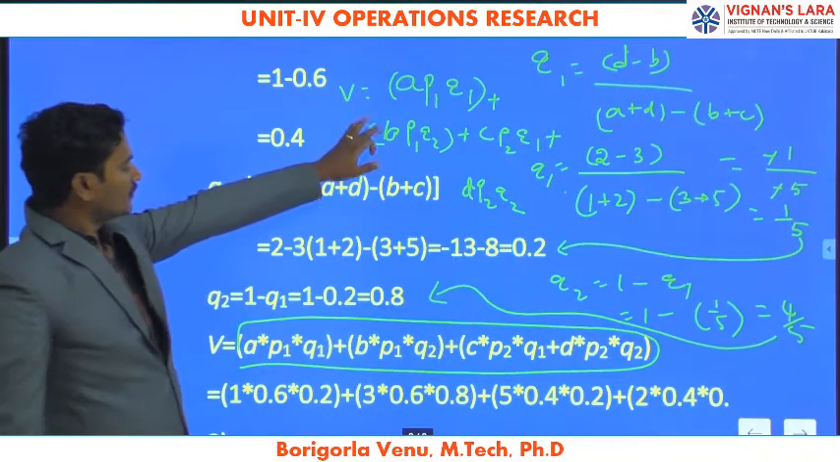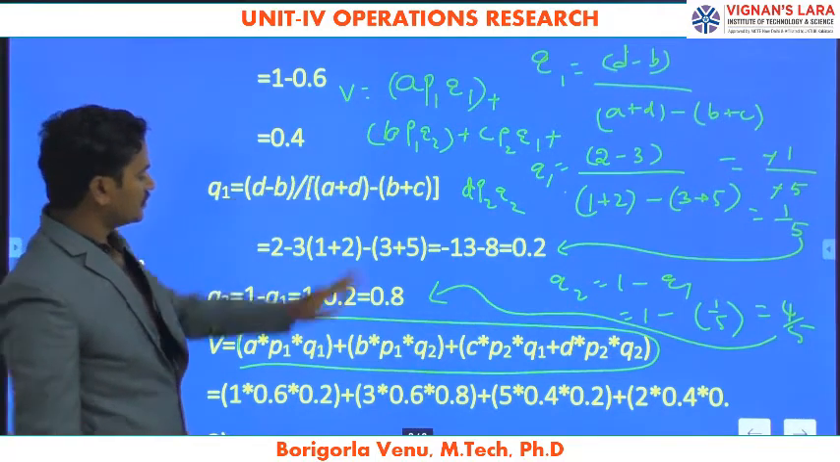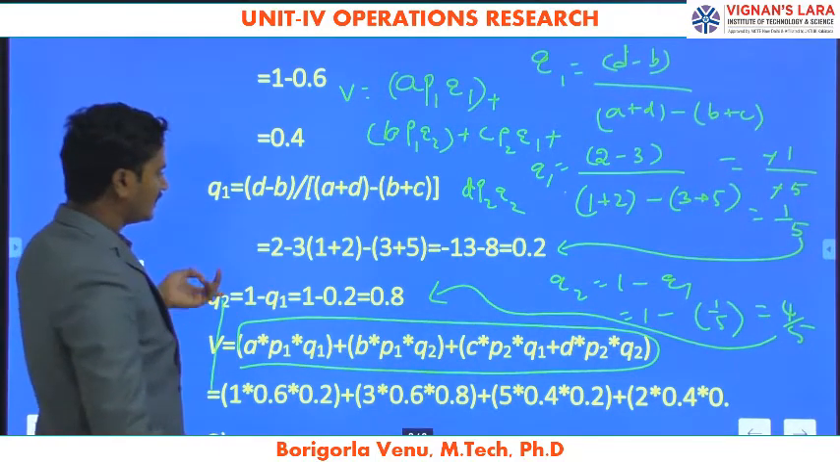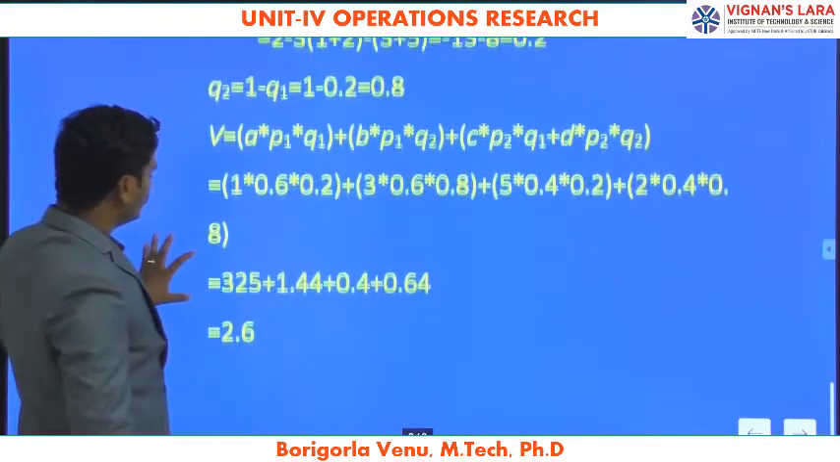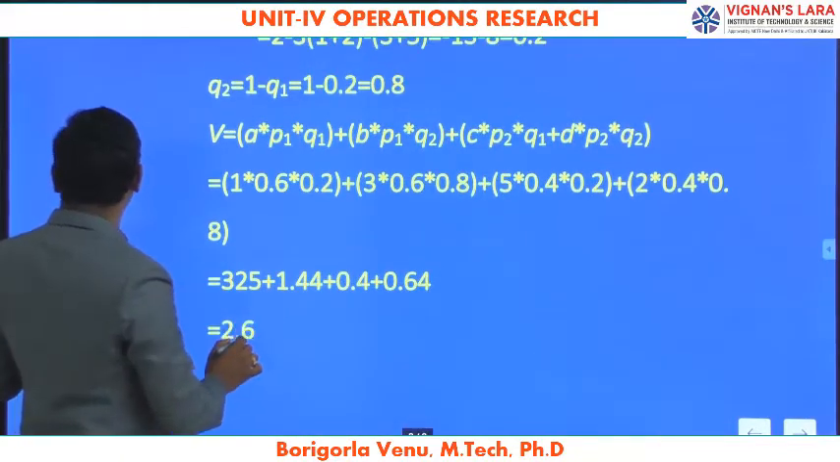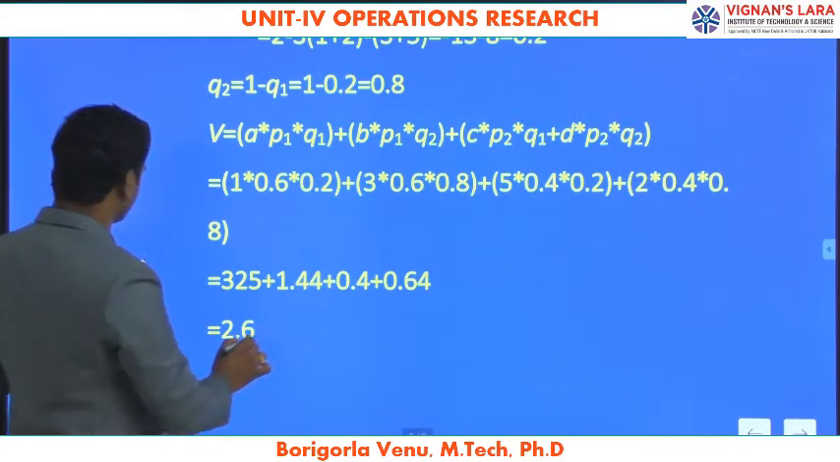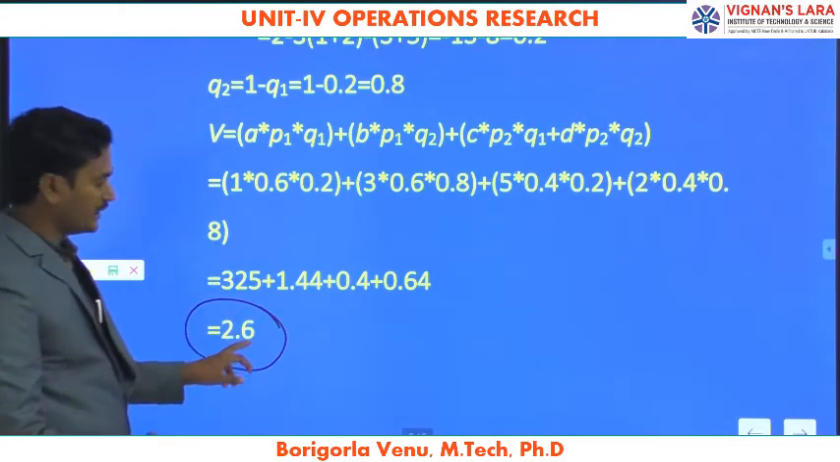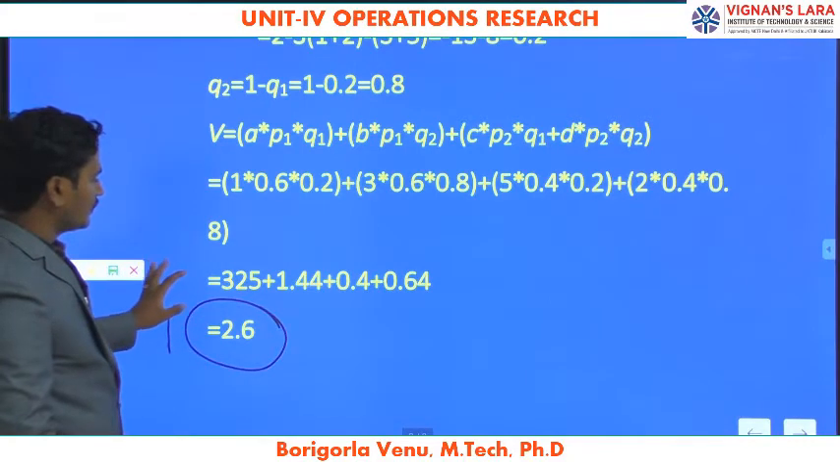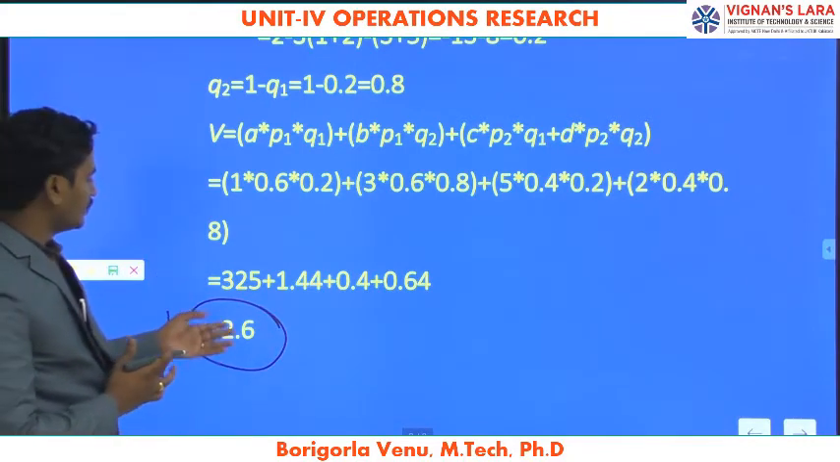From this formula we are going to substitute the values and finally we get the value of the gain V equal to 2.6. So here the value of the gain V is equal to 2.6. This is our value of the gain. From the calculus method we get 2.6.